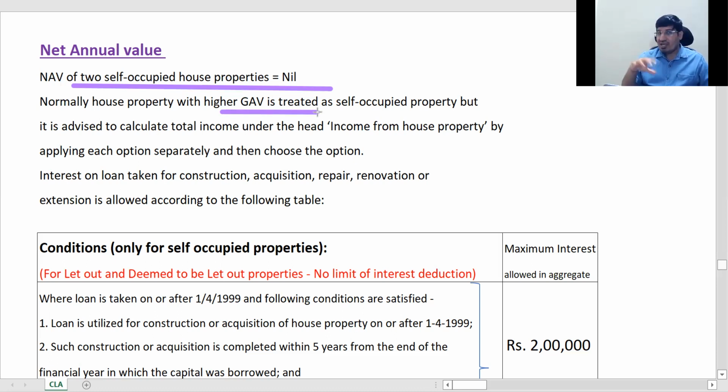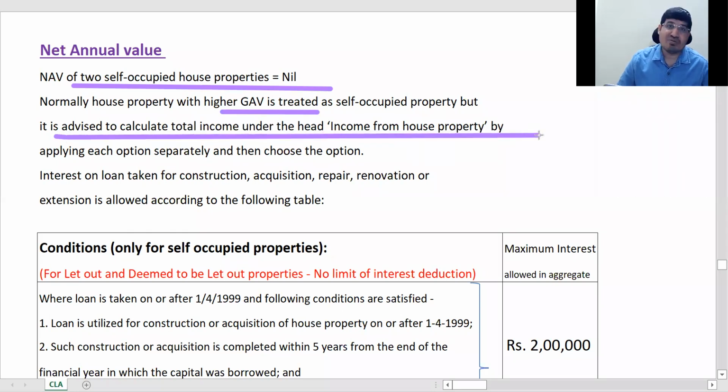Okay, I will talk about this, we will come to some problems, then I can show you figures, so it will make more sense. Okay, but it is advised to calculate total income of all the houses. Okay, I will tell you why. There can be some other cases also which will cause variations. Therefore we will not just look at GAV directly, we'll compute income from house property for all 5.